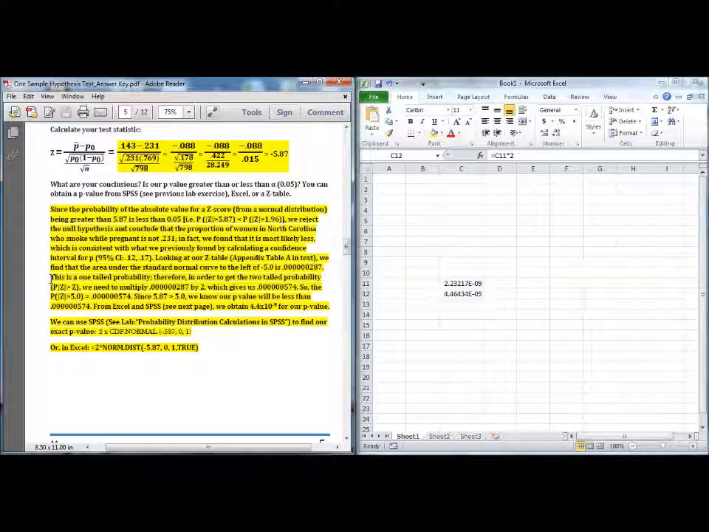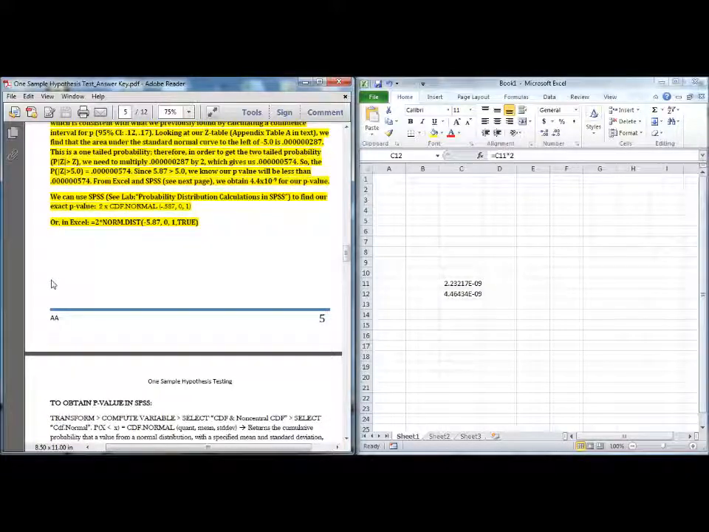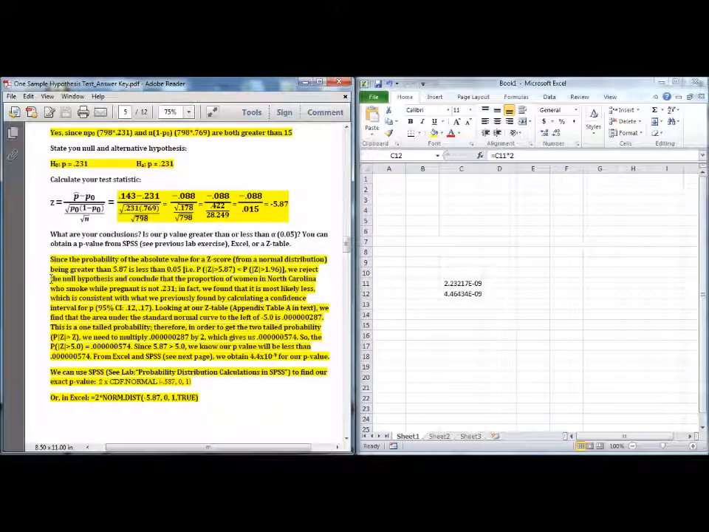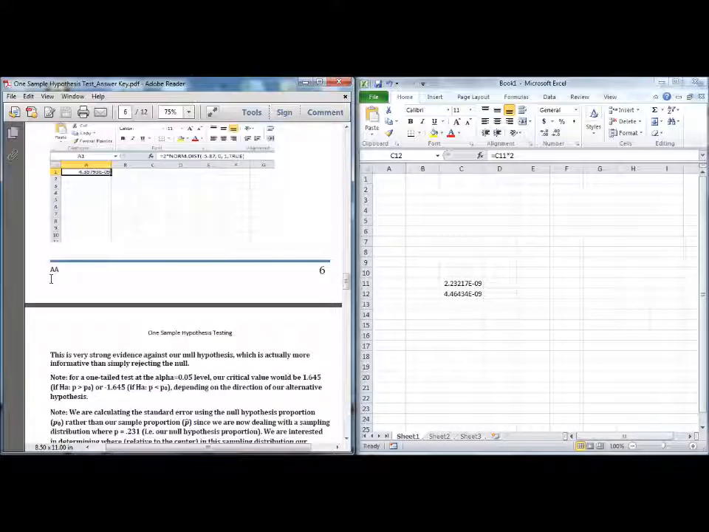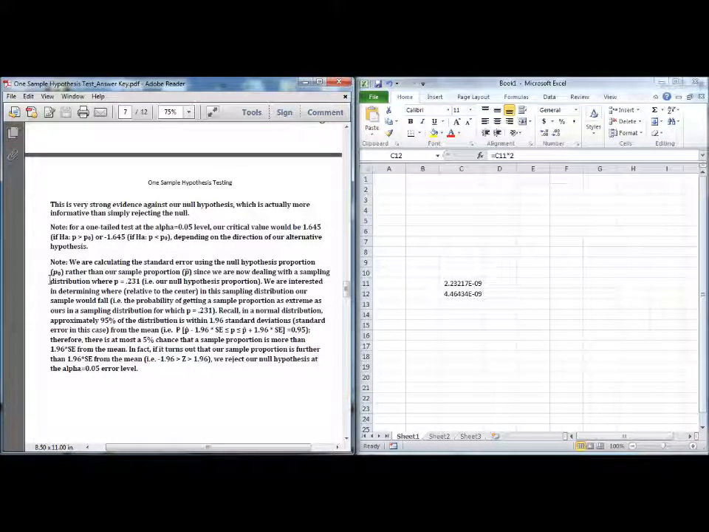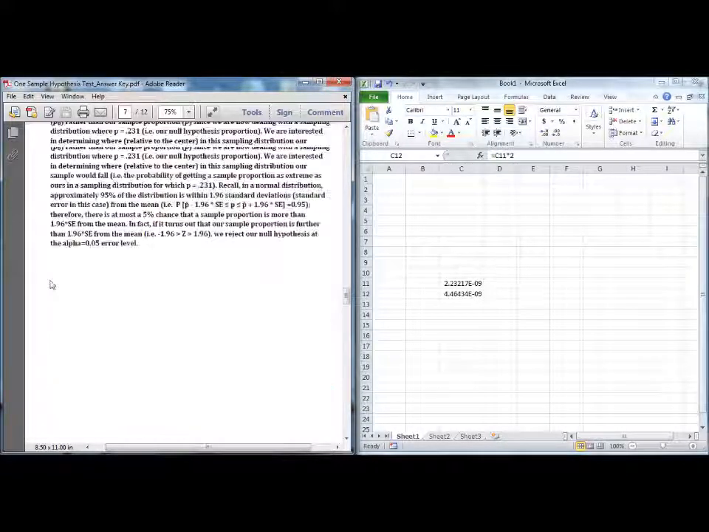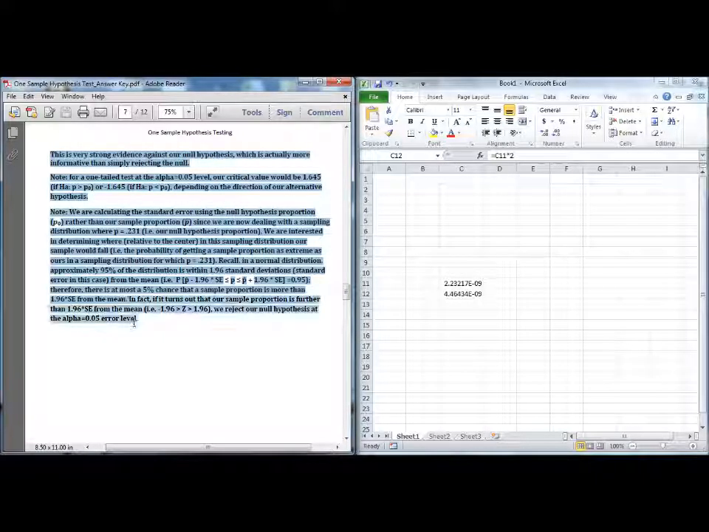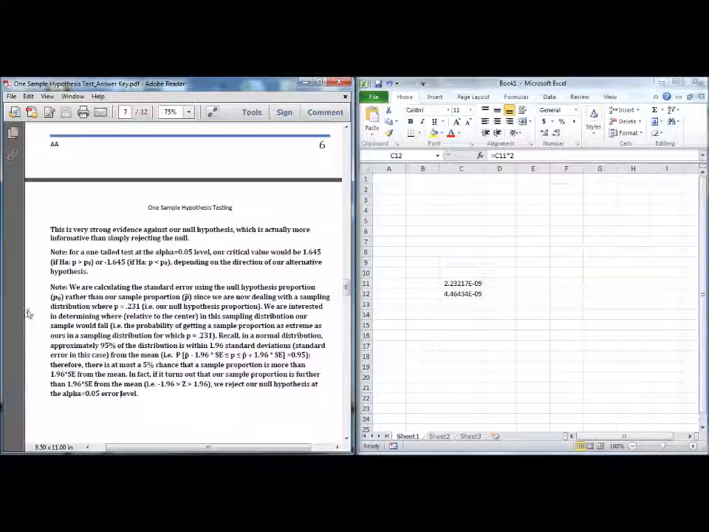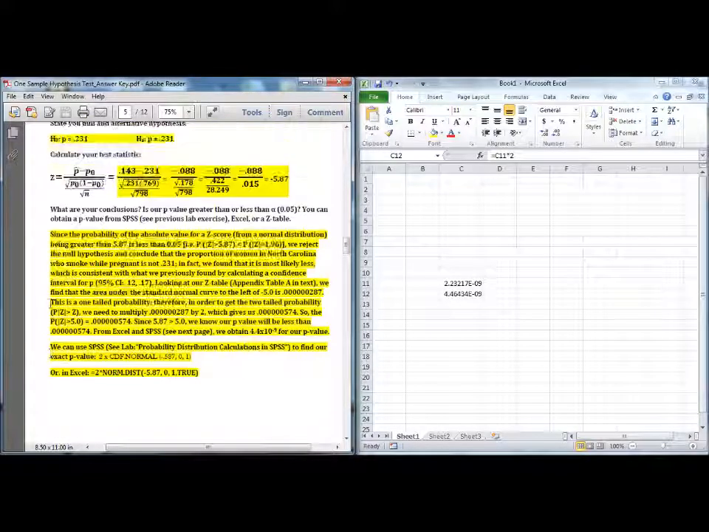Now, so that concludes the hypothesis test for proportion, and next we are going to move on to dealing with means. So here on page 7 is some extra information about this, and so next we'll talk about means.